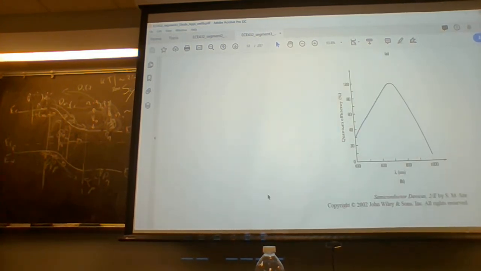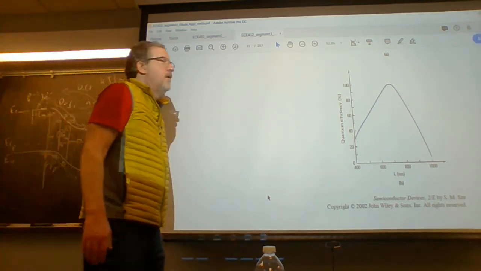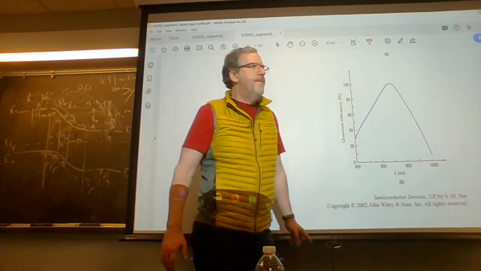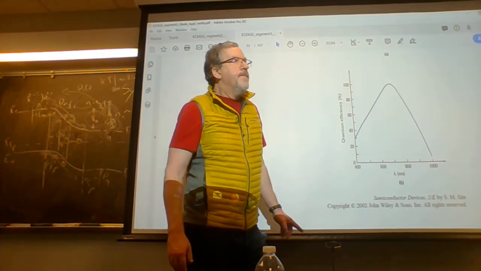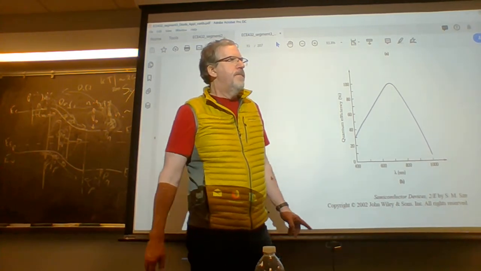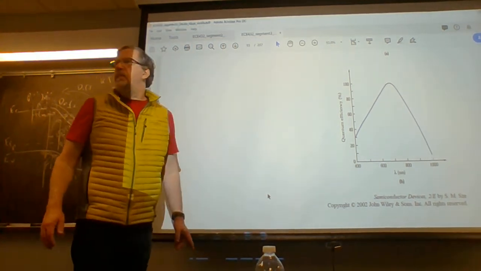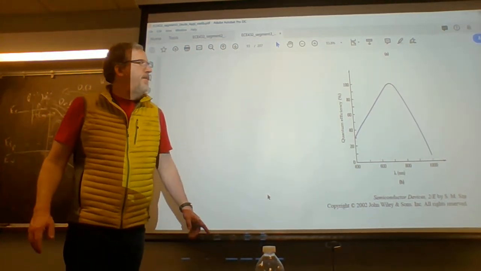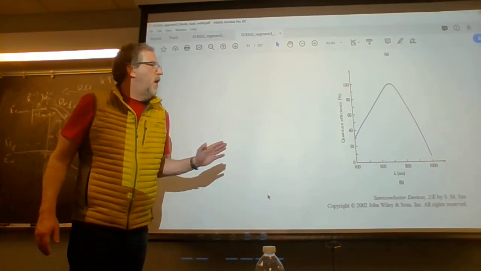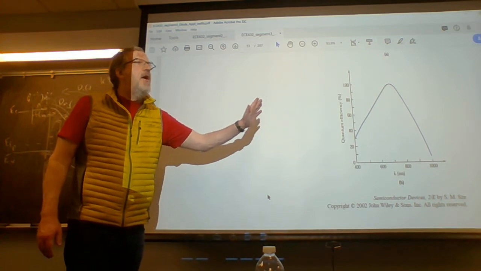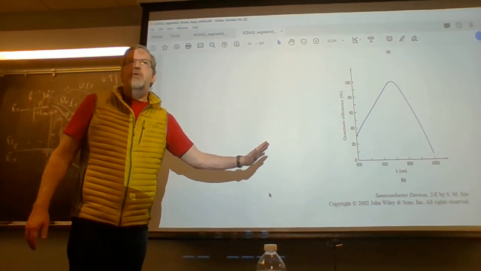And why do we have the cutoff? What's the cutoff here at the long wavelengths? Band gap. Yep. Long wavelength means lower energy, means that the energy is now no longer above the threshold of the band gap.